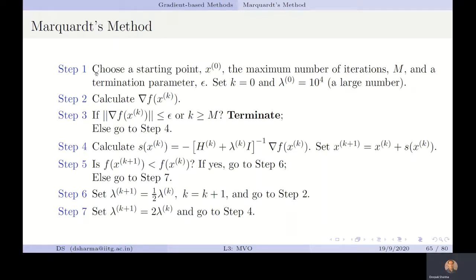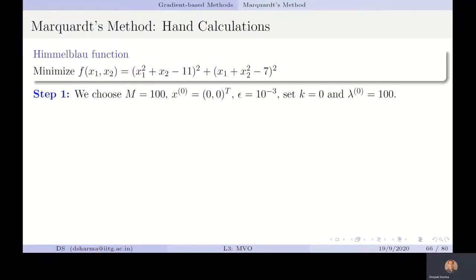So in this particular method, you can see in steps 6 and 7, the lambda value is either reduced by 2 if we are moving in the right direction or a good direction, or, if not, we are increasing it. At step 6, it is important to note that once it is done, we are moving to step 2. Why? Because we have to find the gradient of the function, check the termination condition, and then find the direction in step number 4.